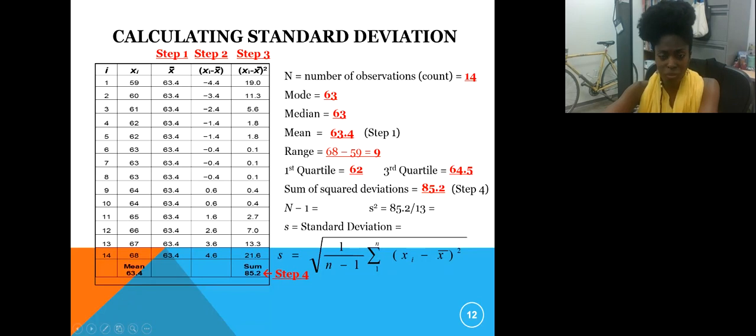So let's look at the first part. The first part, all it means is that we divide everything that we just did by n minus 1. So n minus 1 is 13, because we know n is 14, minus 1 is 13, right? So we do our sum of squared deviations, which is s squared, right? We already got that. Divide by our n minus 1, and it should give us 6.6. We take the square root of that, and we should get 2.6. Okay?